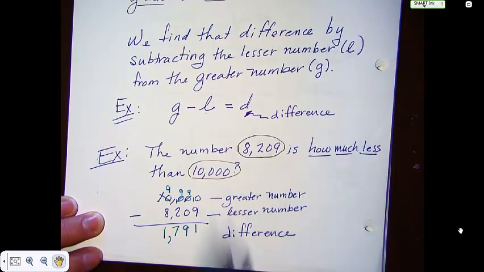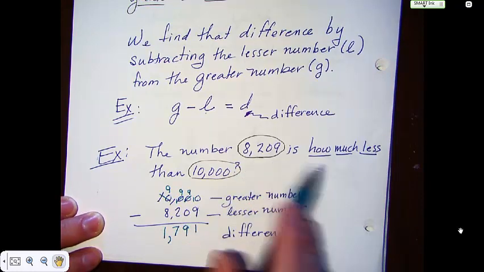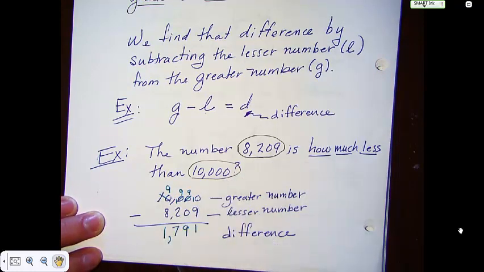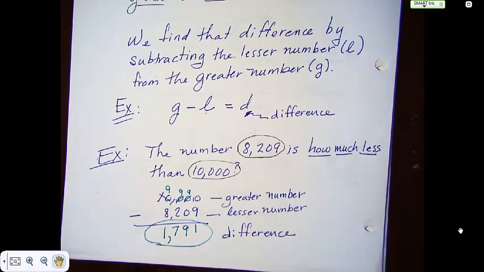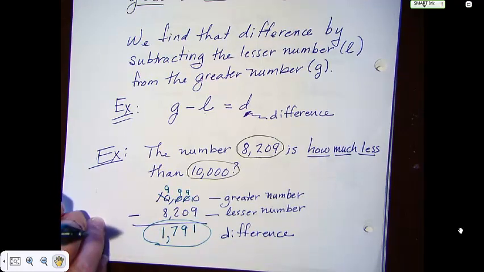So the number 8,209 is how much less than 10,000? It is 1,791 less than 10,000. That makes sense to everybody?